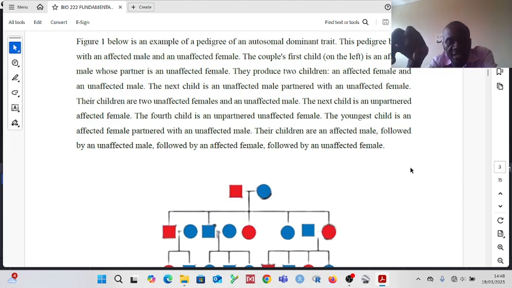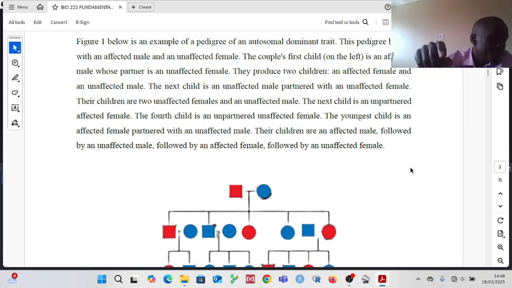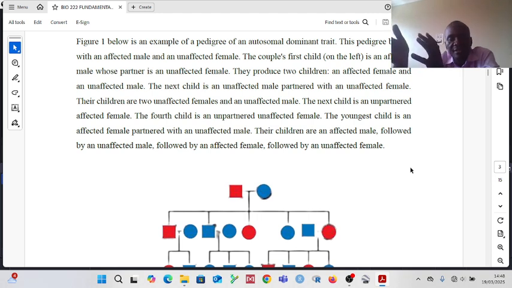Then dominant, kumaanisha there will be one allele that is dominating the other. So there is a dominant allele, there is a recessive allele. Okay, so let's proceed.